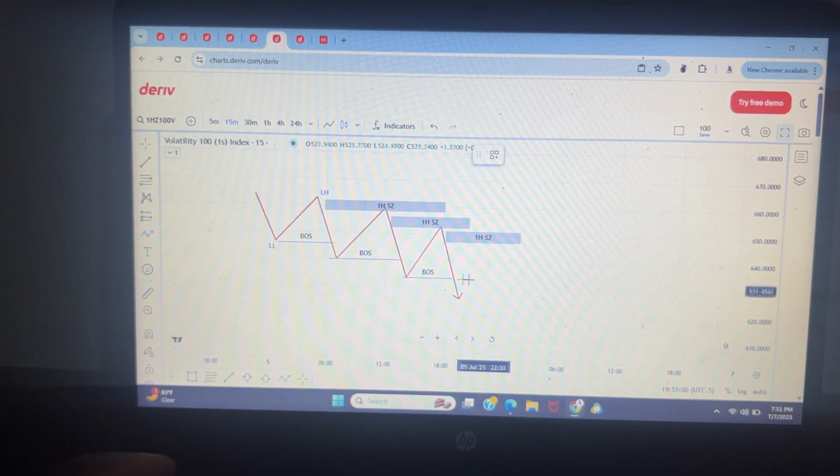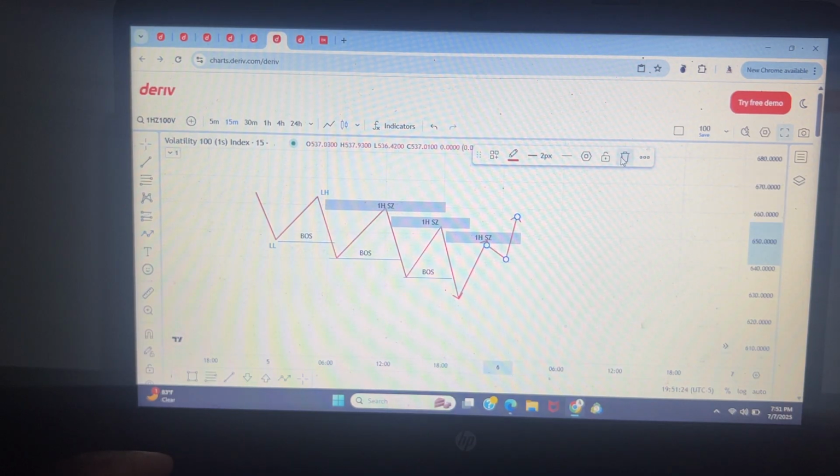You can either stay on the 1 hour time frame or go on the 15-minute time frame and wait for price action to pull back to this 1 hour zone. Say price pulls back to the 1 hour zone. You go down to the 15-minute now, and on the 15-minute, price is making higher highs and higher lows.